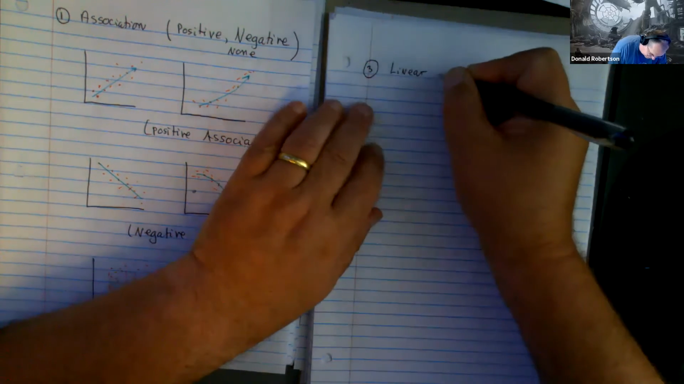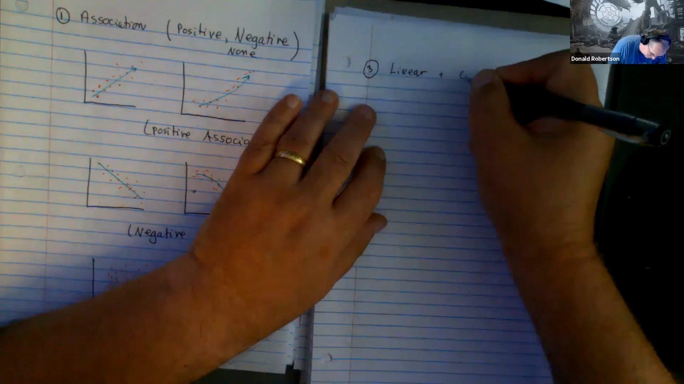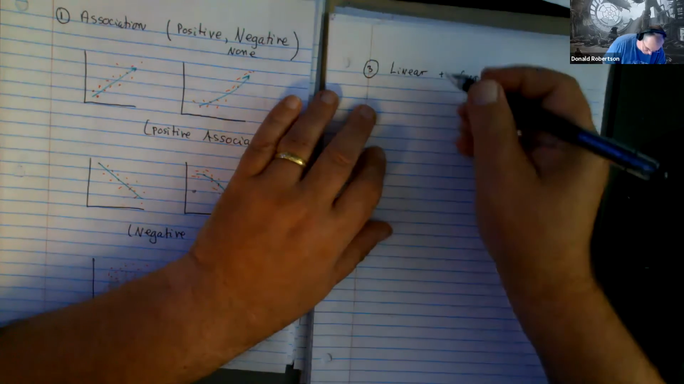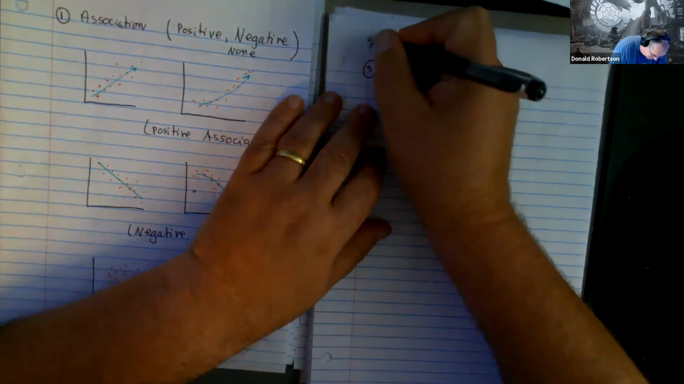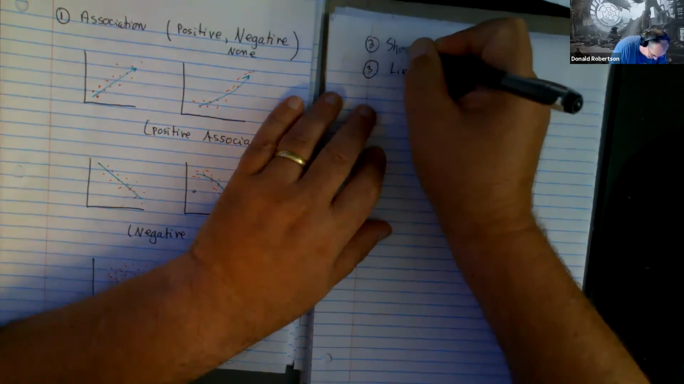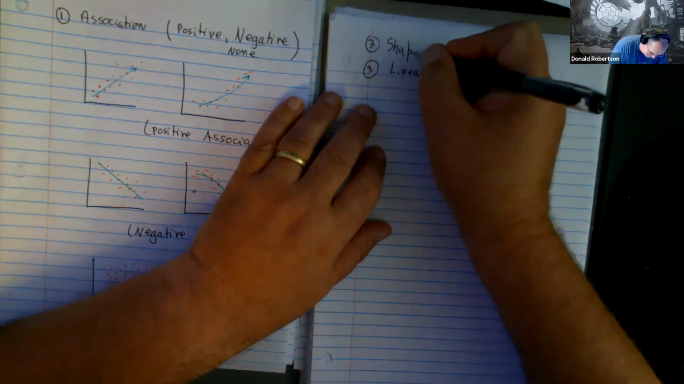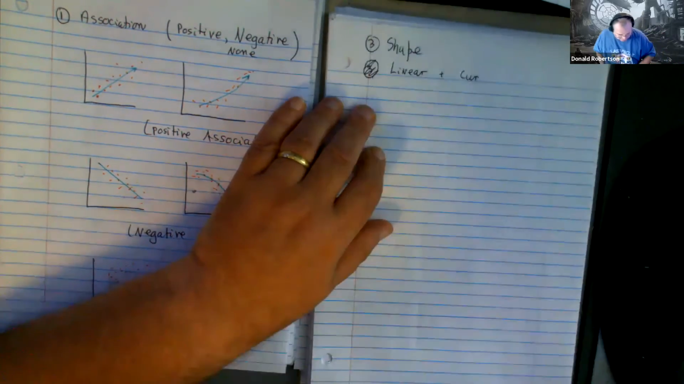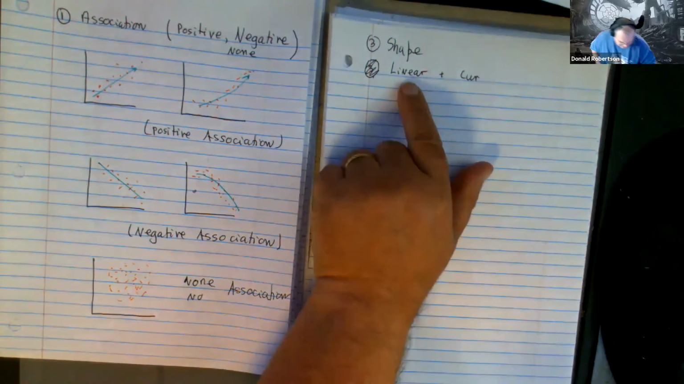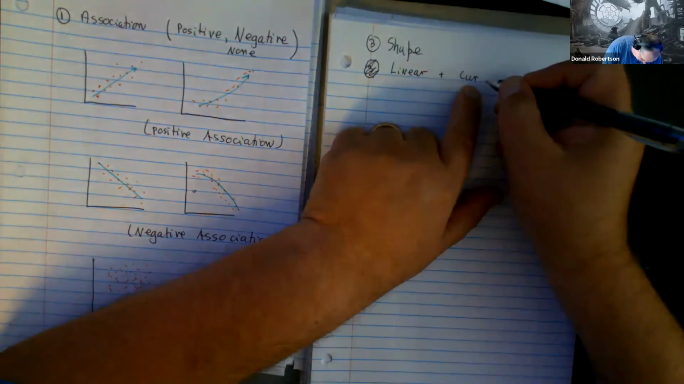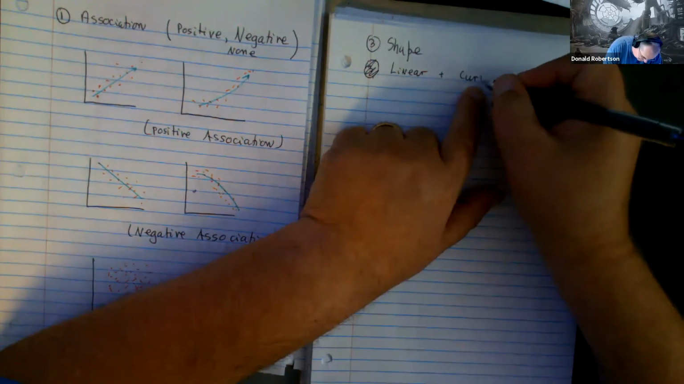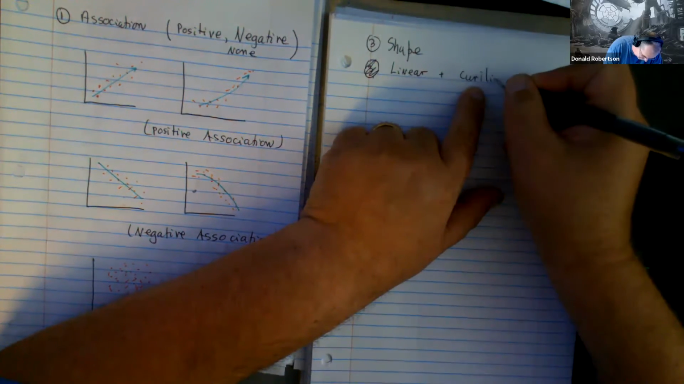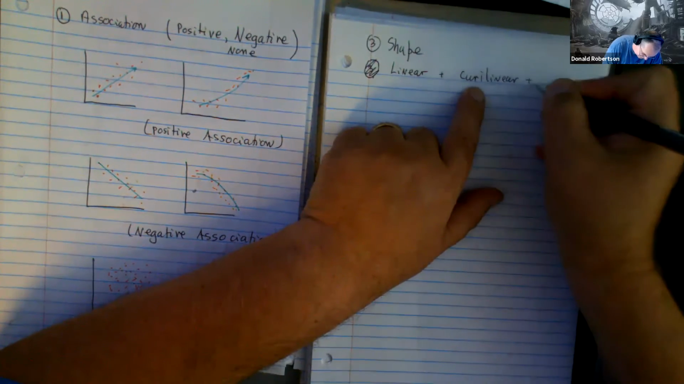Linear. Oh, I've got to tell you what it is. Shape. Scatter plots can be linear. I don't like this name, but that's the one they use. Curvy, linear, and none.